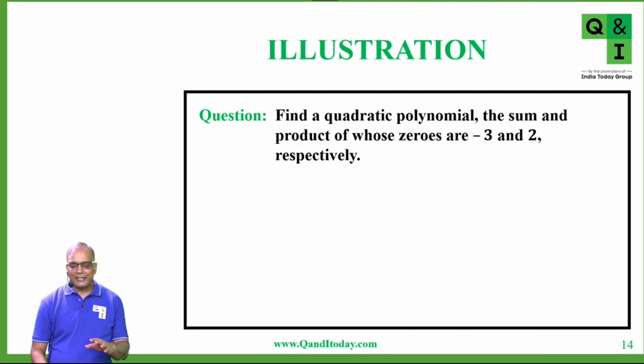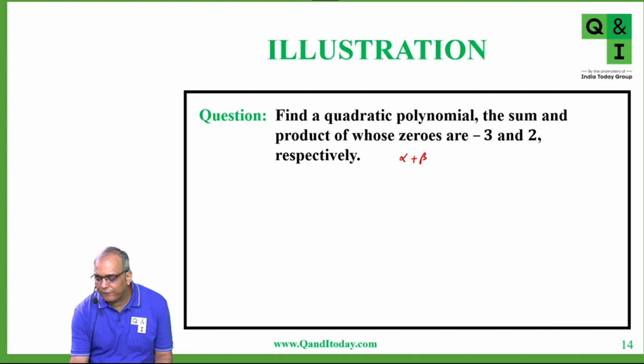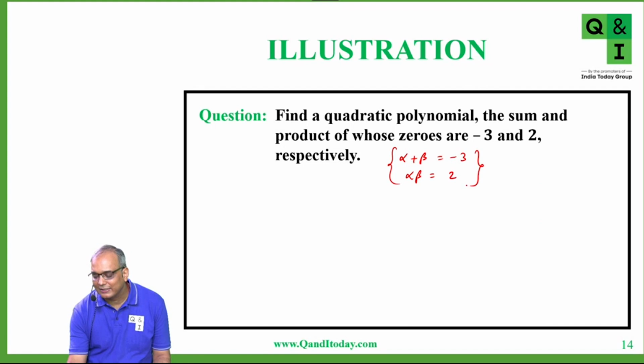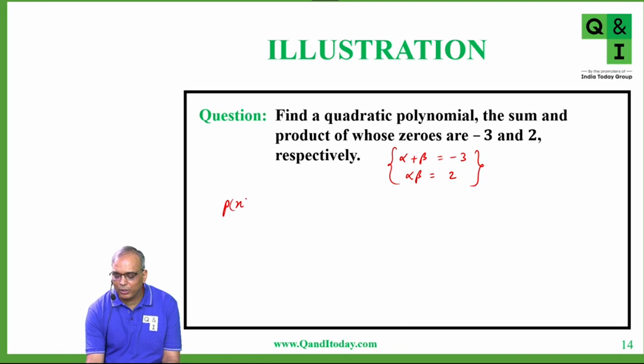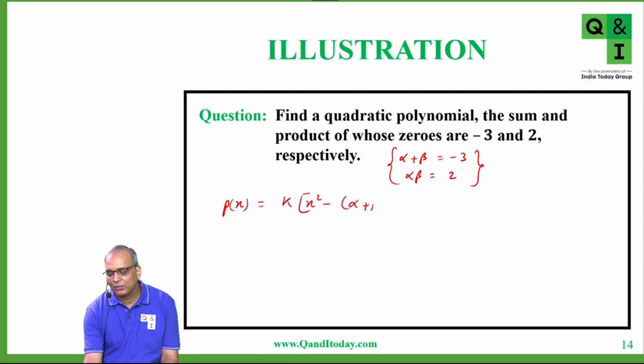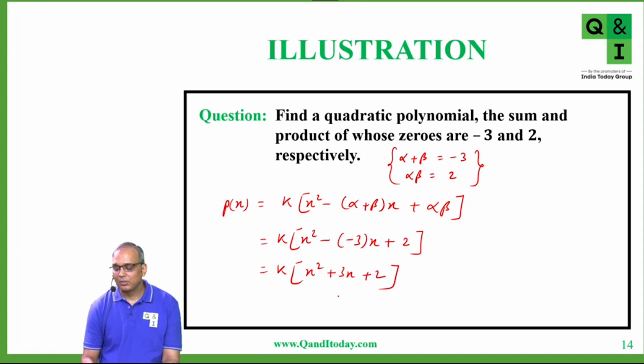So find a quadratic polynomial, the sum and product of whose zeros are -3 and 2 respectively. So what is given is sum of zeros alpha plus beta is -3 and product alpha beta is equal to 2. This is given in the question. Now, what will the quadratic polynomial look like? So Px is equal to k times x square minus sum of the zeros alpha plus beta x plus product of the zeros alpha beta. So this will be k times x square minus what is alpha plus beta? This is minus 3x plus of alpha beta, that is 2. So we will write k times x square plus 3x plus 2. Clear?